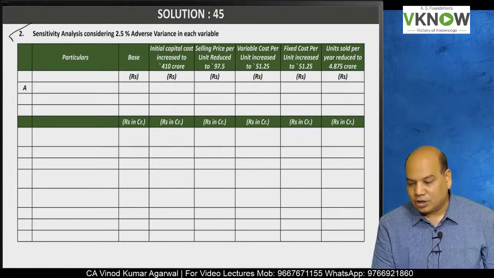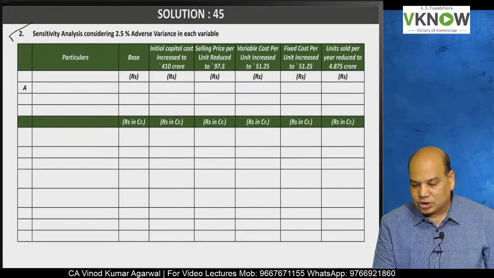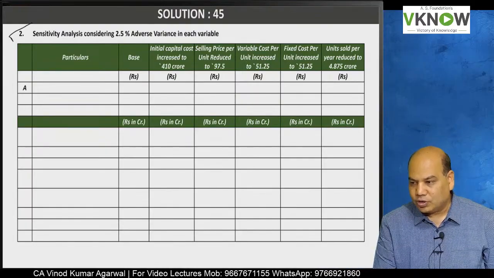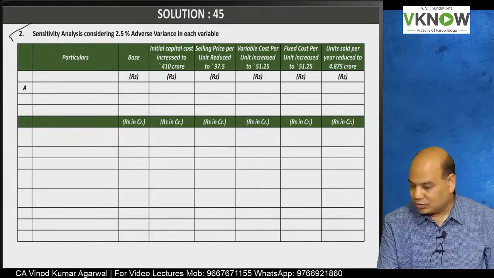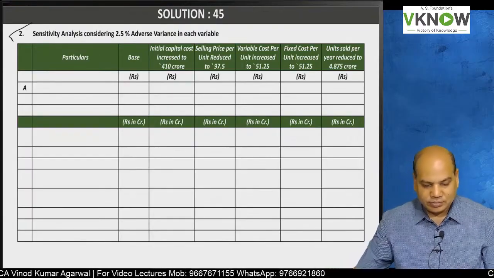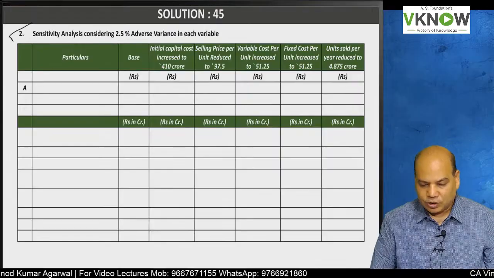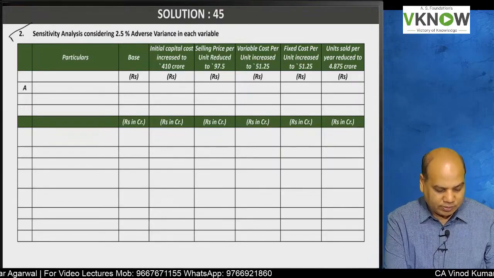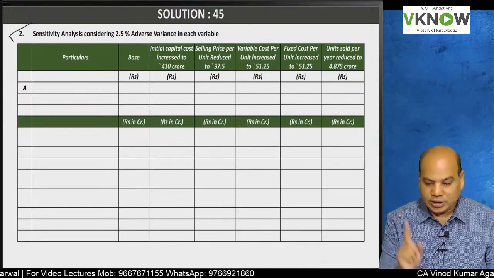Then there are 5 columns. Initial capital cost increased to 410 crore. Sir, why 410? Take 400 on your calculator, 400 plus 2.5%. So you will get 410.